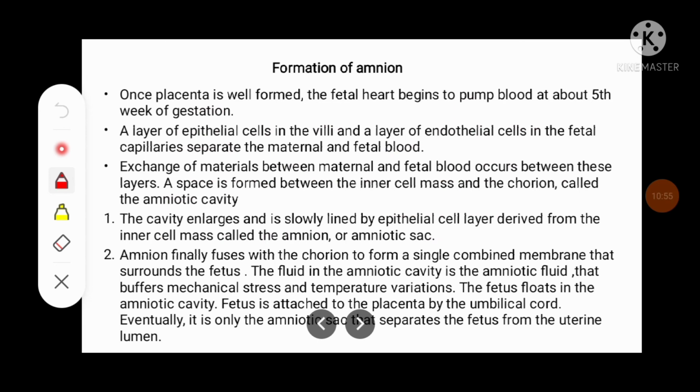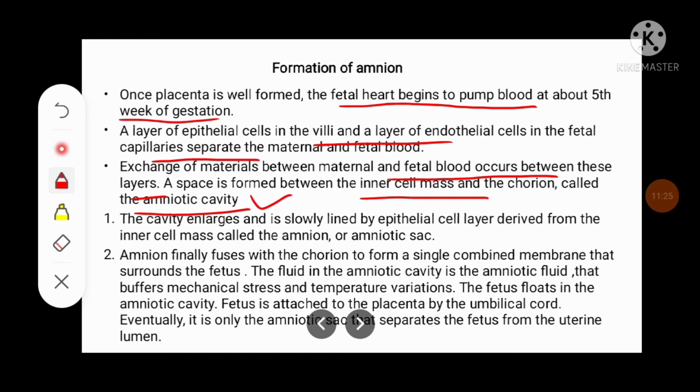Formation of amnion. Once the placenta is well formed, the fetal heart begins to pump the blood at about the 5th week of gestation. A layer of epithelial cells in the villi and a layer of endothelial cells in the fetal capillaries separate the maternal and fetal blood. Exchange of materials between maternal and fetal blood occurs between these layers. A space formed between the inner cell mass and the chorion is called the amniotic cavity. The cavity enlarges and is slowly lined by the epithelial cell layer derived from the inner cell mass, called the amnion or amniotic sac.